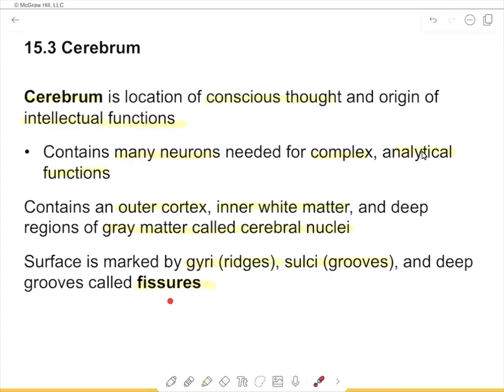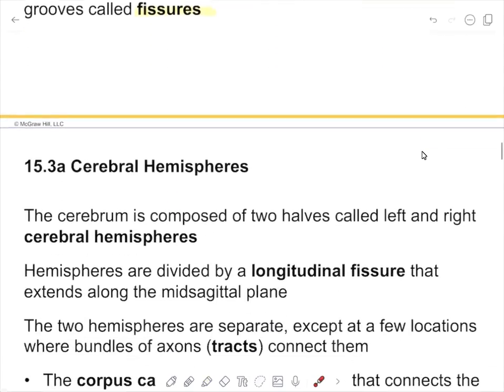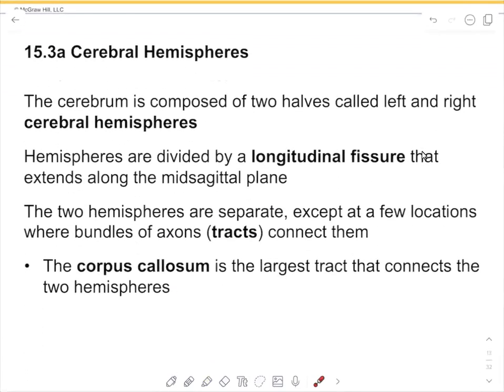So a fissure is actually different than a sulcus. A sulcus would be a shallow groove, and a fissure would be a very deep groove. The cerebral hemispheres have two halves. This is what we commonly refer to as the left and the right brain, and they are left and right hemispheres. The hemispheres are divided by a longitudinal fissure that extends down the mid-sagittal plane. So that would separate the right and the left hemisphere.